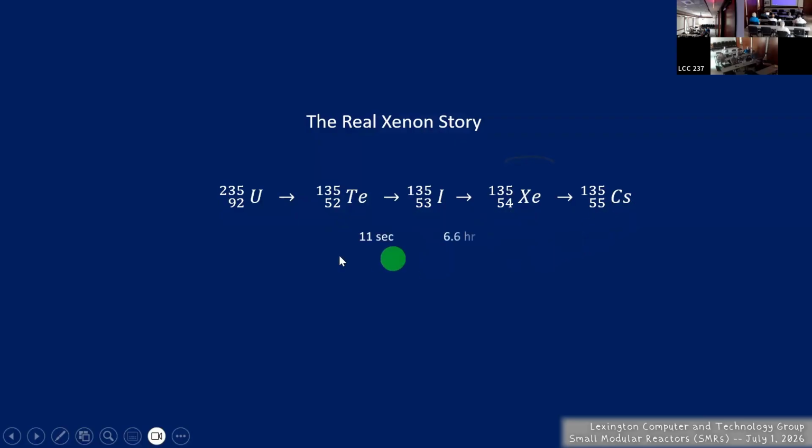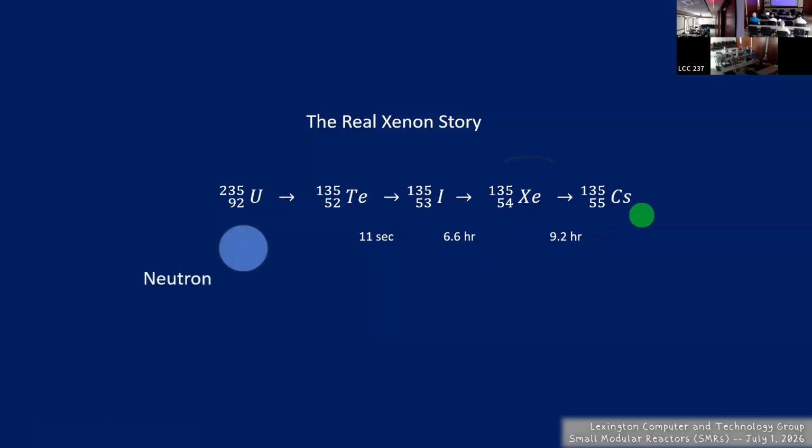And if we look at the time course, technetium takes 11 seconds to become iodine. This is the half-life I'm talking about. Iodine half-life to xenon is 6.6 hours, and the xenon half-life to cesium is 9.2 hours.